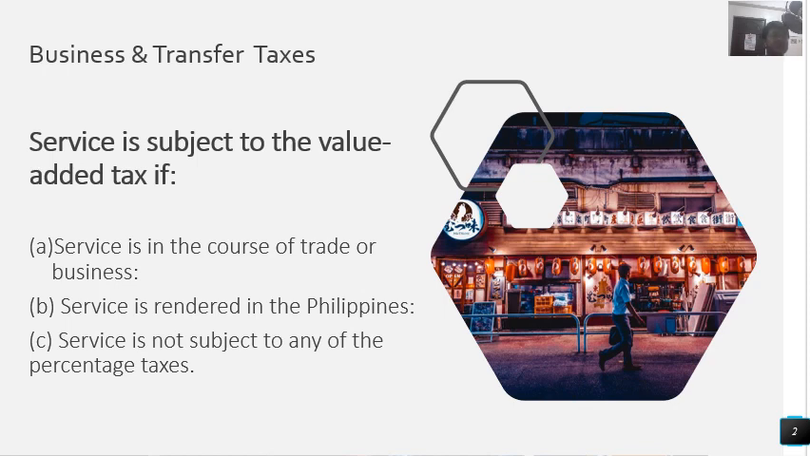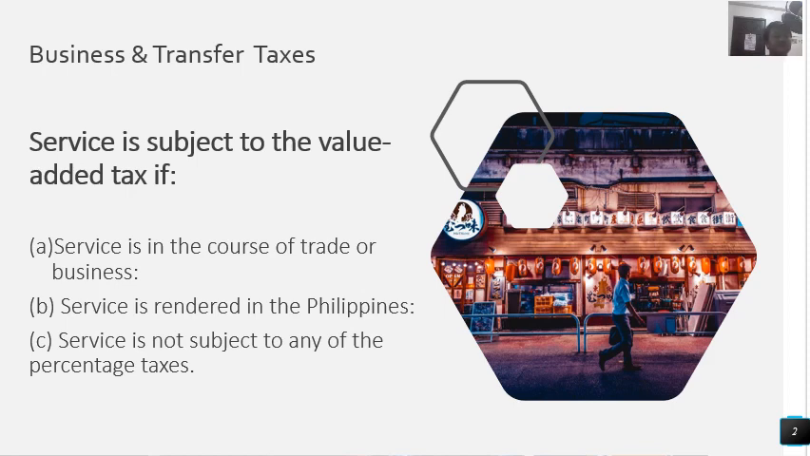So just like sa discussion natin dun sa chapter 2, yung VAT on sale of goods, yung sale of services ay pwede rin siyang maging subject to value added tax. So basically, parehas din yung requirement. So una dito is yung if the services is in the ordinary course of trade and business. So yung term na in the ordinary course of trade or business, na-discuss na natin sa previous chapter.